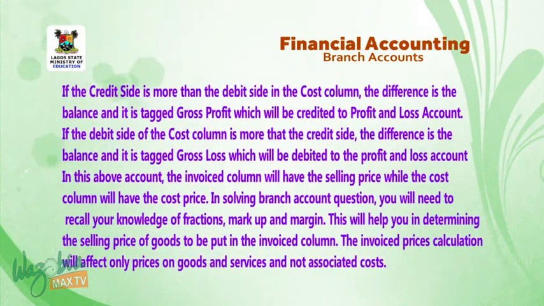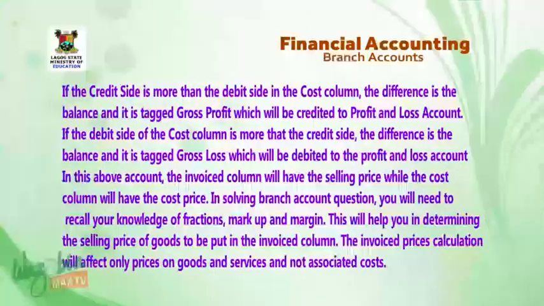If the credit side is more than the debit side in the cost column, the difference is the balance and it is tagged gross profit, which should be credited to the profit and loss account. If the debit side of the cost column is more than the credit side, the difference is the balance and it is tagged gross loss, which will be debited to the profit and loss account. In this above account, the invoice column will have the selling price, while the cost column will have the cost price.